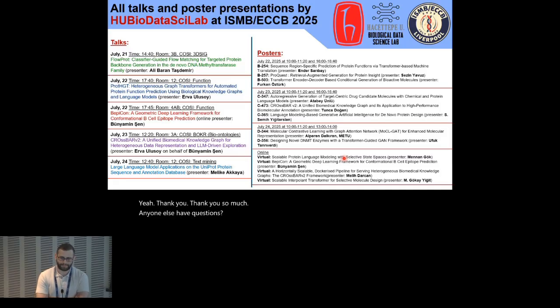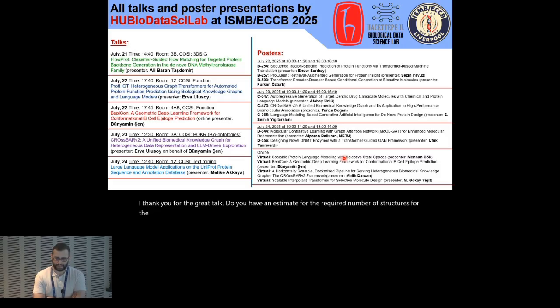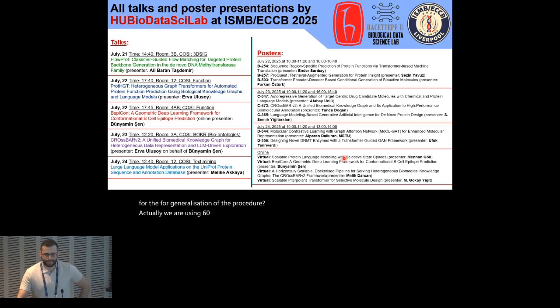Hi, thank you for the great talk. Do you have an estimate for the required number of structures for generalization to other protein groups? Yeah, actually, we are using 65K proteins, and I believe that it is enough to generalize over some kind of protein geometry. But I believe that we need more samples to generalize over some specific domain or function. Okay, thank you very much.